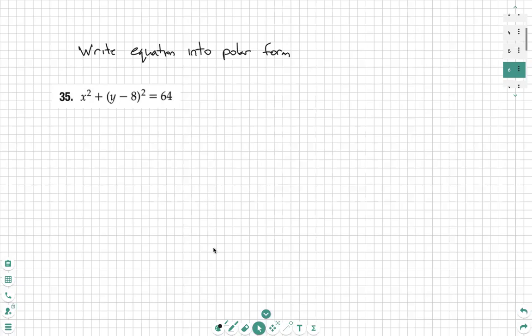Hello. In this video, we are going to go over writing an equation into polar form. We are given it in rectangular form, and we want to convert all the x's and y's into r and get a theta in there as well.